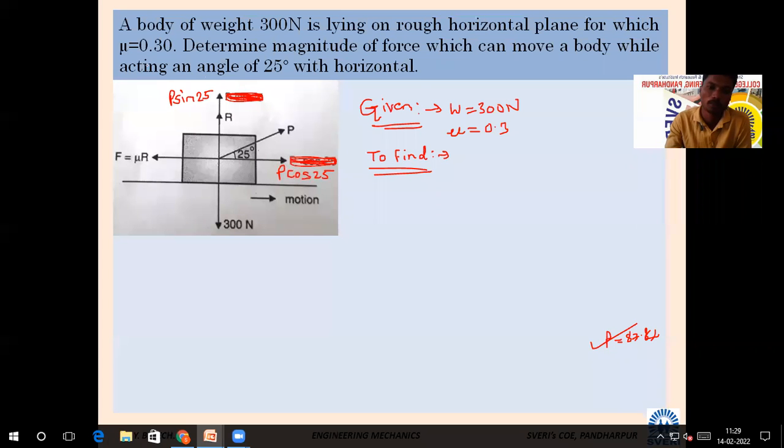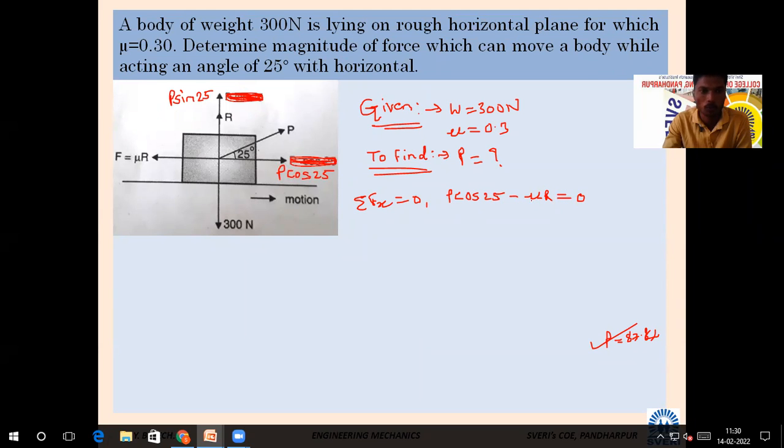So what have you done finally? Tell me quickly, who will tell? Have you applied summation fx, summation fy? Yes, sir. Okay, what you got applying summation fx equal to 0. P cos 25 minus F equal to 0. P cos 25 minus mu R, that is frictional force, equal to 0.